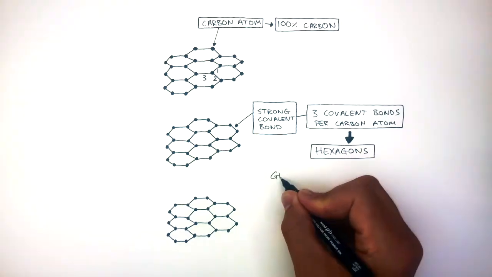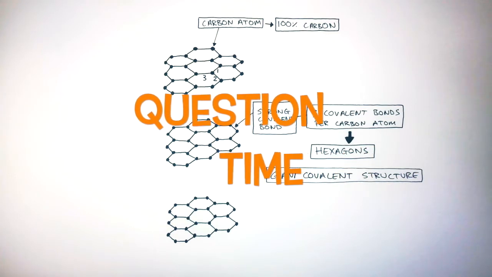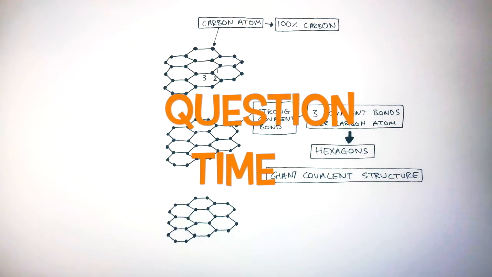Overall, graphite has a giant covalent structure, as the carbon atoms are arranged in a rigid 3D network of atoms. It's question time. Attempt these questions to check your understanding.